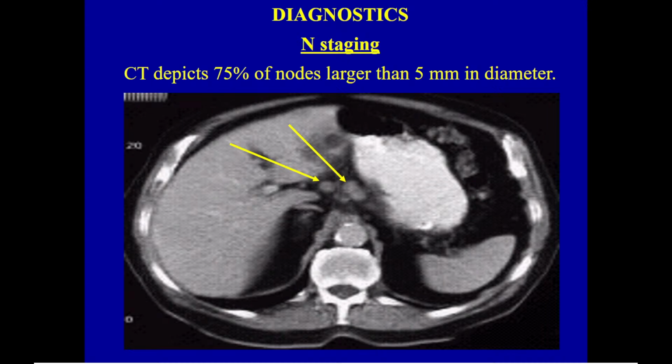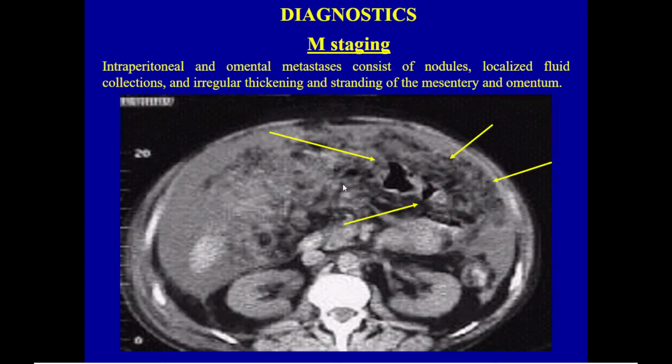Lymph node staging. CT scan depicts lymph nodes. Intraperitoneal and omental metastasis consist of nodules, localized fluid collections, and irregular thickening and stranding of the mesentery and omentum.